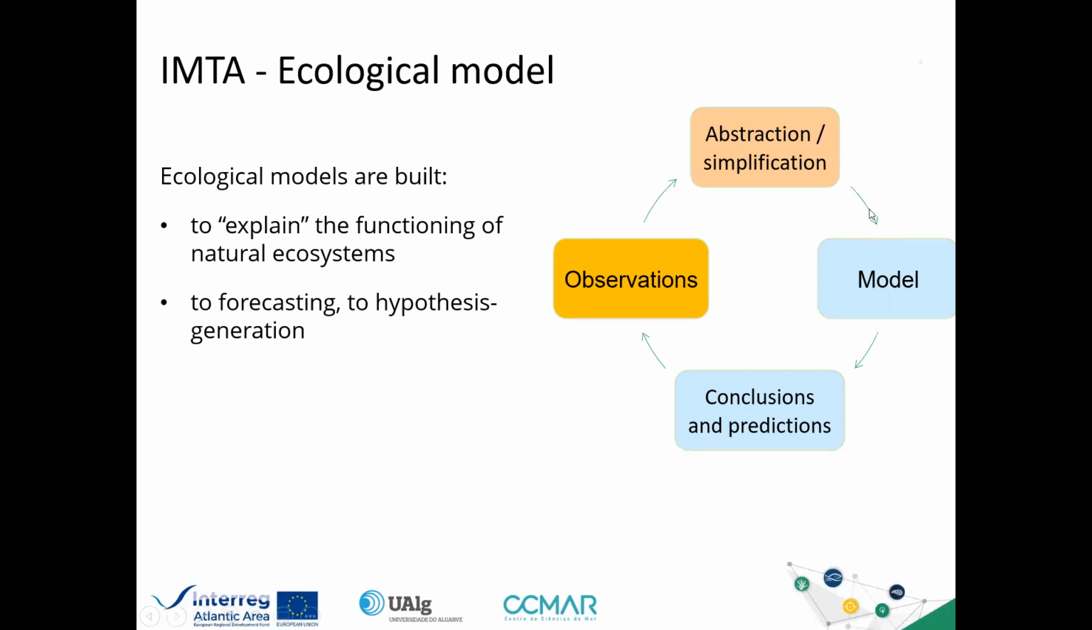From that simplification and abstraction, we try to convert the processes into mathematical equations and build the model in order to simulate different scenarios, and be able to predict and to test hypotheses, for instance. And from those conclusions and predictions, we may conclude that we need to do some more observations or a detailed experiment on some process to include in the model. So this is a never-ending process.